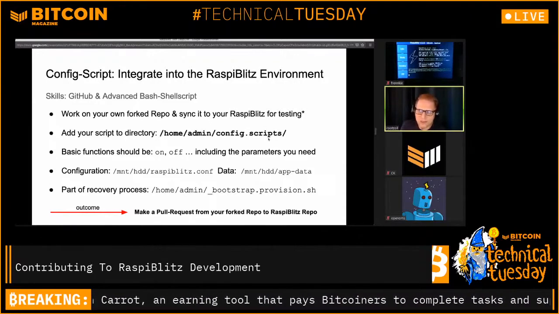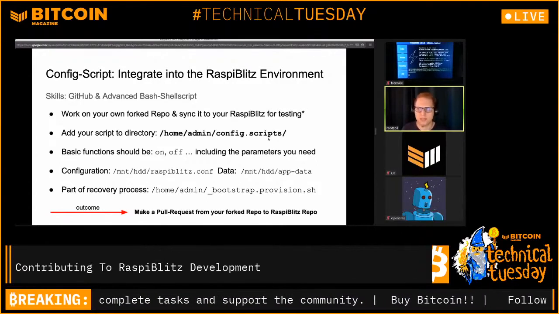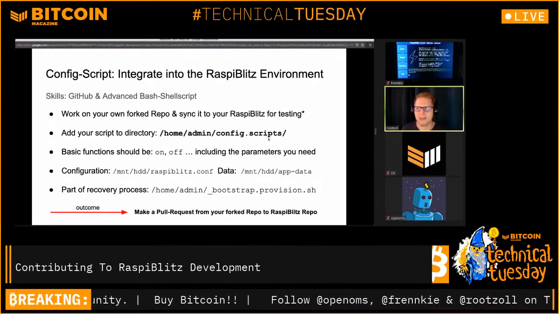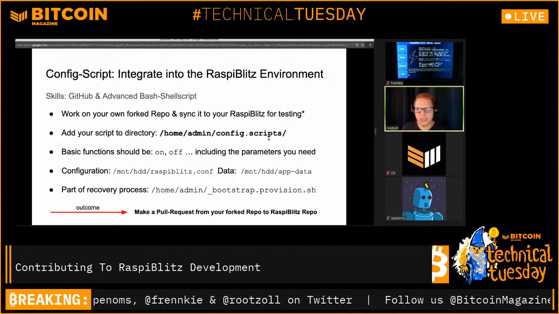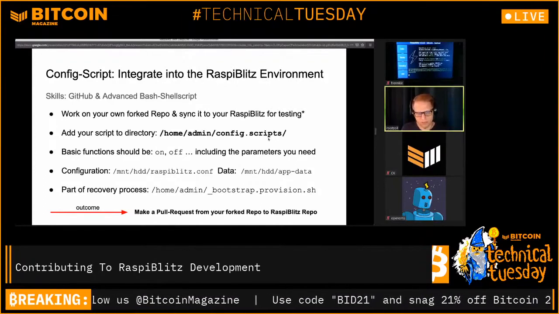The basic functions you should aim for in a config script are on and off. So for example, if you have an additional app, there should be a parameter on that installs it, and there should be a parameter off that deinstalls it, maybe not completely clean, but so that you can reinstall it again and it's working again. And the off should always mean that it's not active anymore. Nothing should be active from this additional app when you turn it off. Those are the basic parameters you aim for if you build a config script.